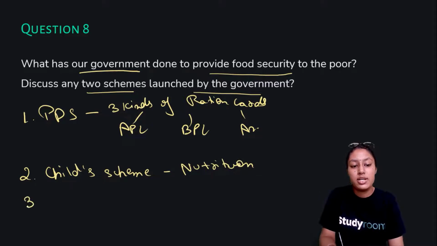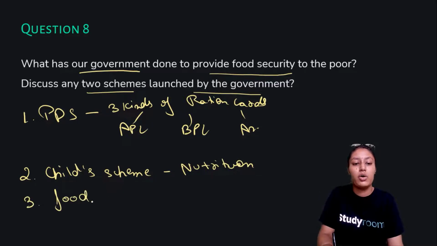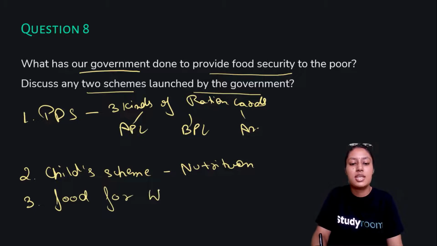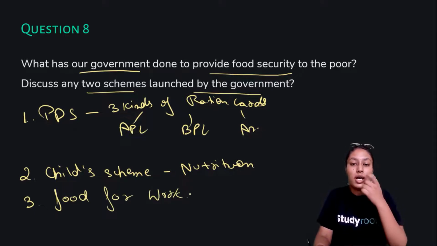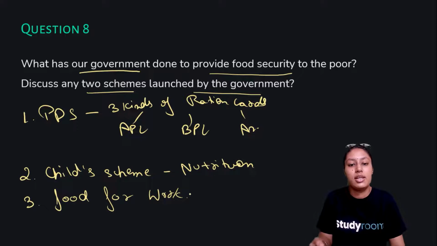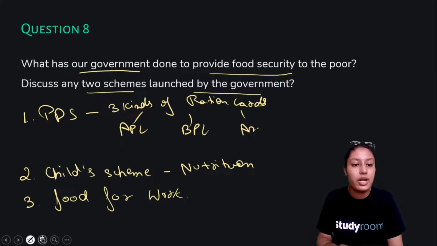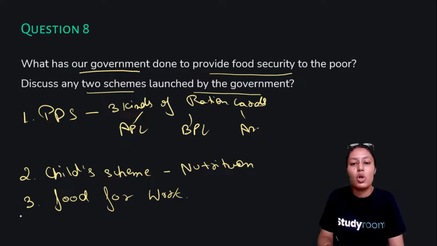Third, you can discuss food for work. In this scheme, the government provides work to the laborers, and in return they give them food. So if they work for the government, they'll get food. So these are the schemes which have been launched by the government. You can discuss any two of them.